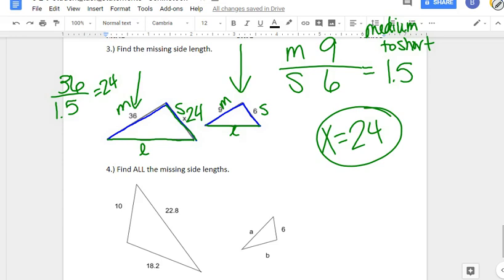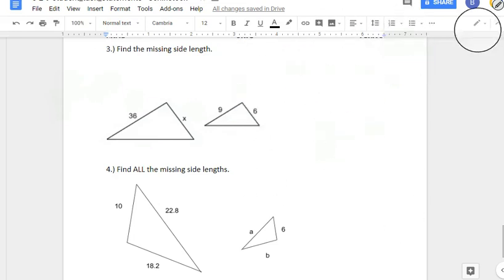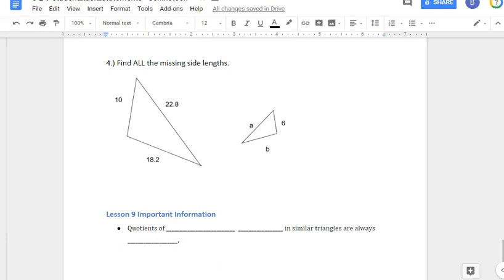Guys, this is all about finding the common ratio, just like we did in our first table, and using that to find missing side lengths. So what I want you to do is pause the video and work out problem number 4. See if you can figure out the 2 missing side lengths on this triangle here without me helping you. Then when you're ready to check your answers, just hit play again and I'll go over the answers for you.